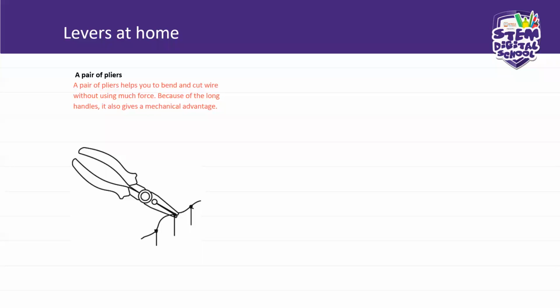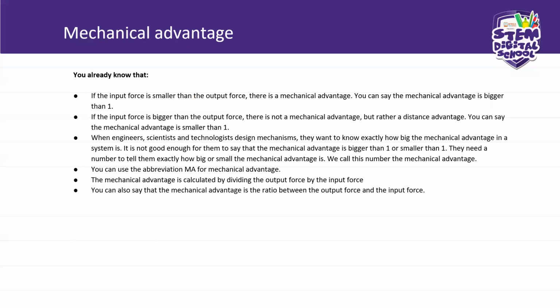Right, let us look at mechanical advantage. What is mechanical advantage? Surely you have done something on mechanical advantage already. You already know that the input force is smaller than the output force. If the input force is smaller than the output force, there is mechanical advantage. We don't want to work very hard for a small output. You can say that the mechanical advantage is bigger than 1. If the mechanical advantage is bigger than 1, then it does make our lives easier.